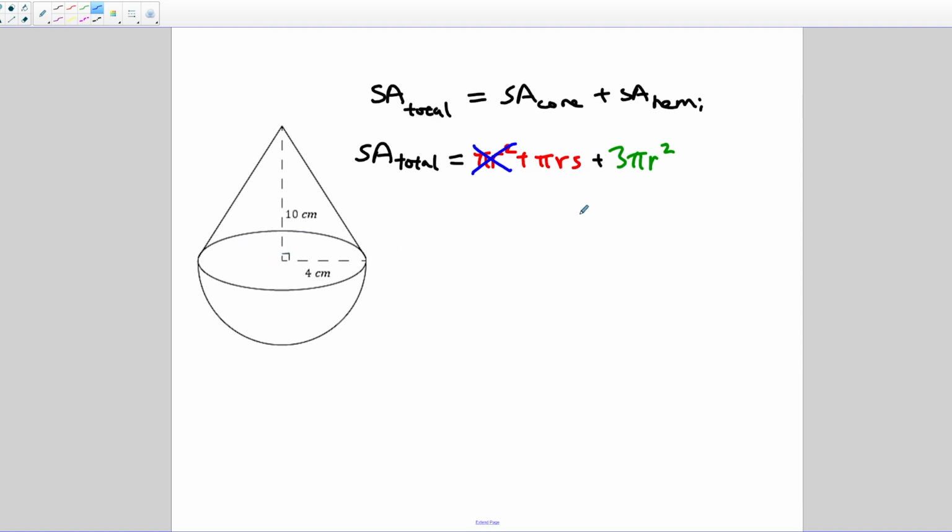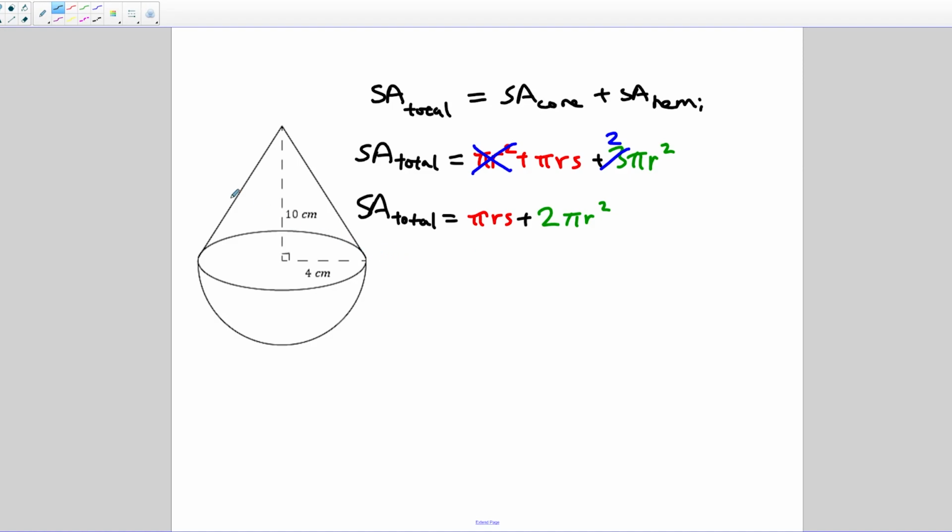And then for the hemisphere, we don't see the top, that flat circle that's sitting on top there. So we know that for a hemisphere, we can think of it as 3 circles. But since we're getting rid of 1 circle, instead of having a 3, I'm just going to replace that with a 2. So our total surface area is just equal to, let me do that in red, not pi r squared, pi rs plus, instead of the 3 pi r squared, we now have 2 pi r squared.